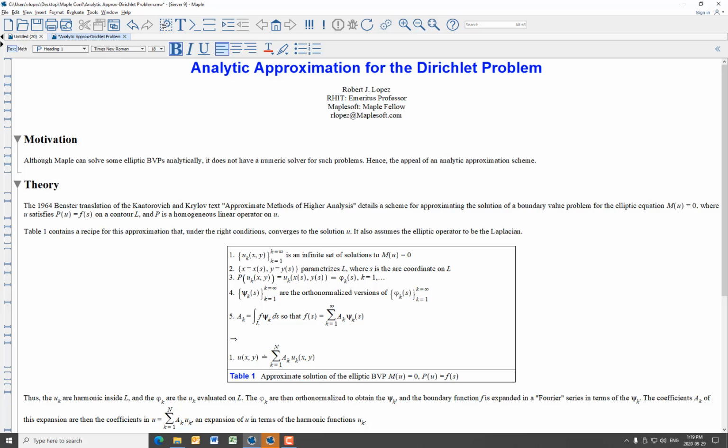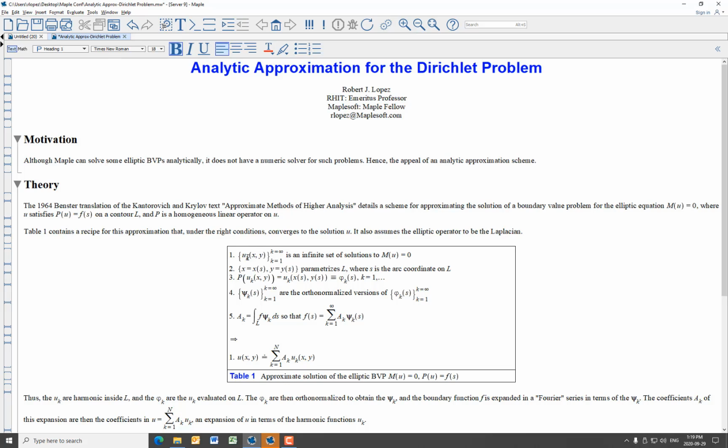That's a text from the 1930s. Now, Table 1, the summary there, assumes that the elliptic operator is Laplacian. And here's what the algorithm requires. Let U sub k be an infinite set of harmonic functions. Any harmonic functions, no special properties imposed.